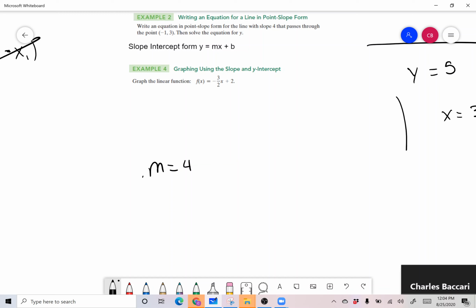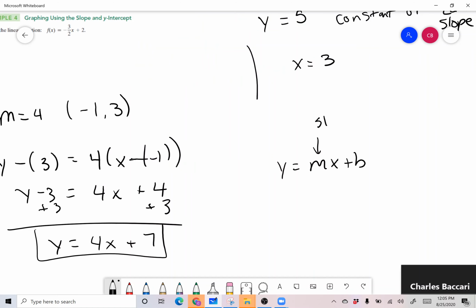Graph using the slope and y-intercept. So if you want to graph a line, you have y equals mx plus b. This is the slope. This is the y-intercept. So if we have negative 3/2 x, let's say we have that. If I draw a graph, plus 2 is right here, negative 3/2, so down 1, 2, 3, over 1, 2, there's a point here, and once you have 2 points on a graph, you can draw the line.